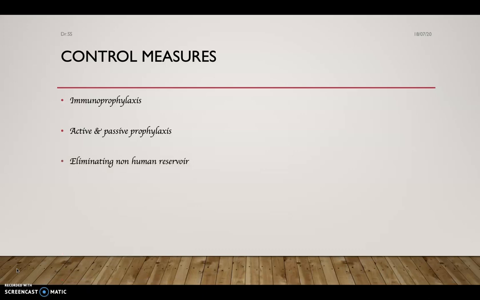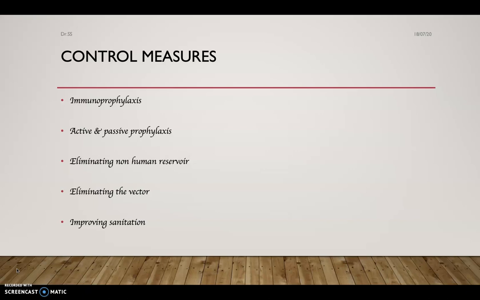Next one, eliminating the non-human reservoirs. If any are available, we have to practice some measures to eliminate such things. Eliminating the vector, the mediator, which transmits the disease from one place to another. For those, we have to analyze correctly and eliminate the particular vector without damaging the biological cycle. Okay, improving sanitation. Sanitation is already mainly important, controlling the infections of all things.